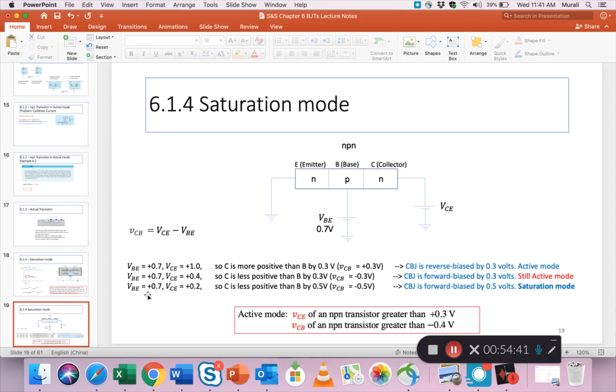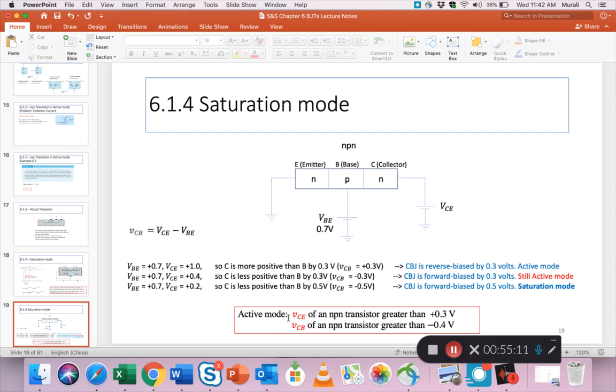Let's look at the last line. This is 0.7. The VCE has fallen to 0.2. It's decreasing. It may soon go negative, but it's still positive, and so C is less positive by 0.5. That means VCB is minus 0.5. Now CBJ is fully forward biased by 0.5 volts, and we have definitely entered saturation mode.